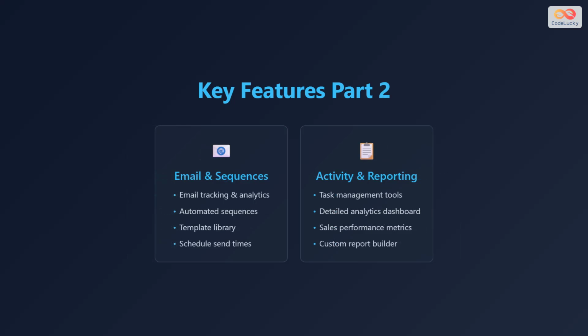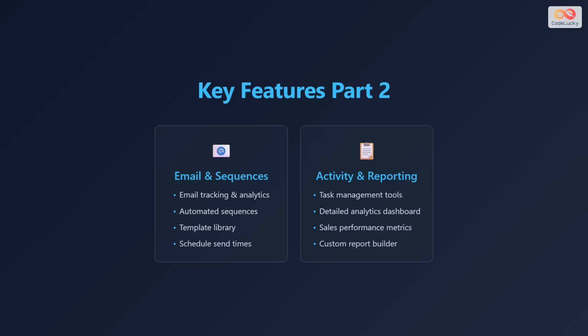HubSpot includes powerful email and sequences tools. You can track when prospects open your emails and click on links, giving you real-time engagement data. The system lets you create automated email sequences that nurture leads without manual effort. You'll have access to a library of pre-built email templates to save time. Plus, you can schedule emails to send at optimal times for maximum engagement.